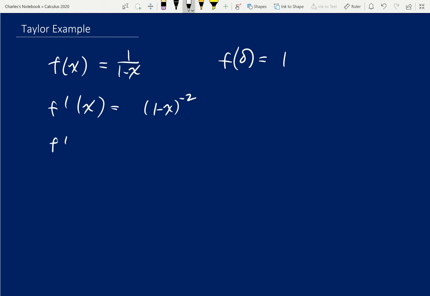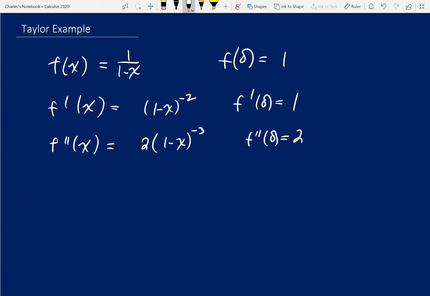So then if I take the second derivative, I'm going to get negative 2 times 1 minus x to the negative 3, and then I'm going to times it by another negative 1, and my negatives are going to cancel. So f prime of 0 is 1. The second derivative at 0 is 2. The third derivative is going to be 6 times 1 minus x to the negative 4th. The third derivative at 0 would be 6.